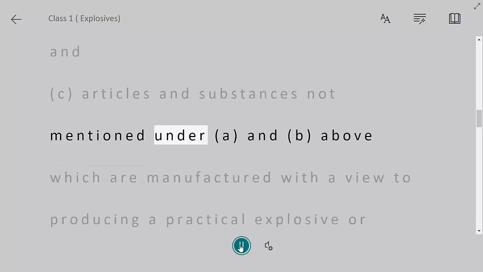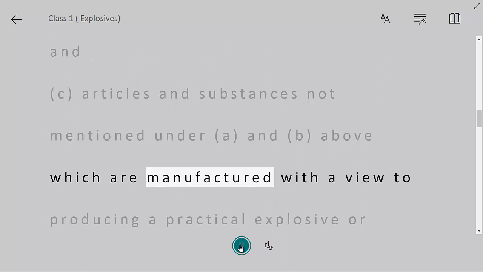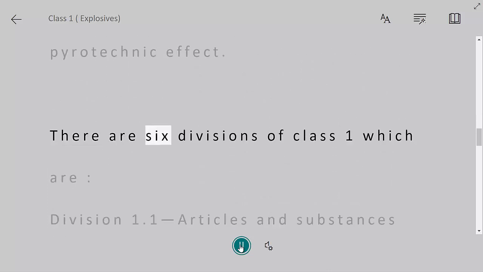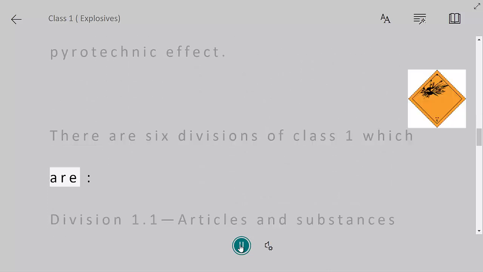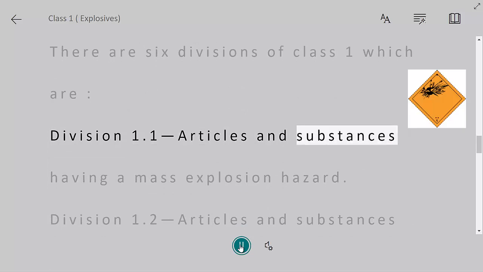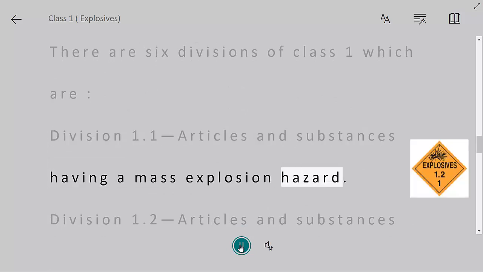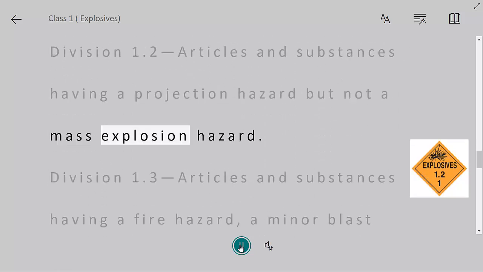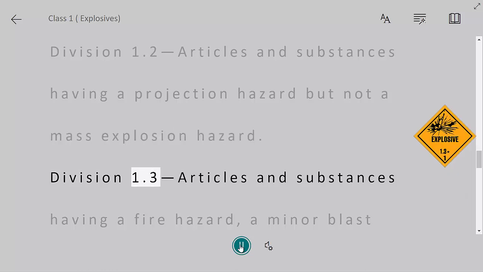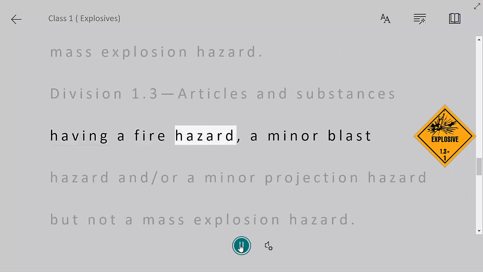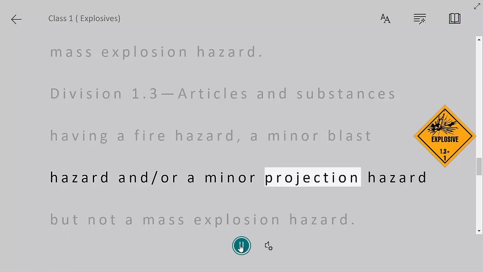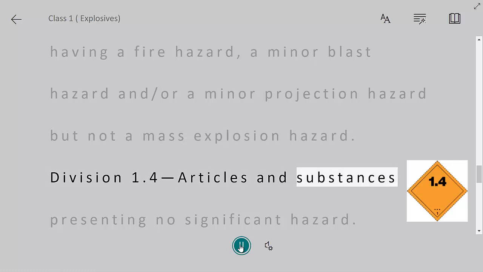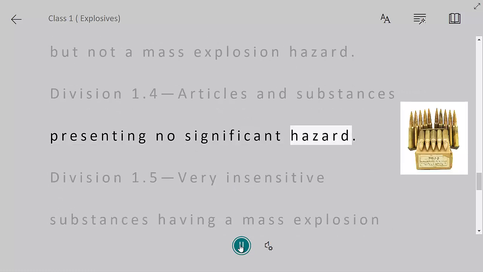And C. Articles and substances not mentioned under A and B above, which are manufactured with a view to producing a practical explosive or pyrotechnic effect. There are 6 divisions of Class 1, which are: Division 1.1 Articles and substances having a mass explosion hazard. Division 1.2 Articles and substances having a projection hazard but not a mass explosion hazard. Division 1.3 Articles and substances having a fire hazard, a minor blast hazard and/or a minor projection hazard but not a mass explosion hazard. Division 1.4 Articles and substances presenting no significant hazard.